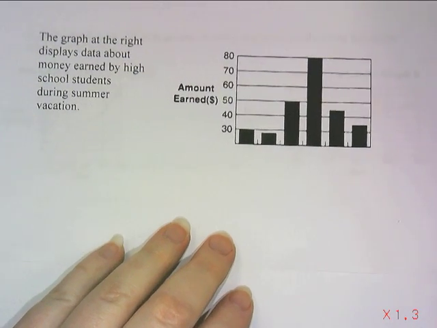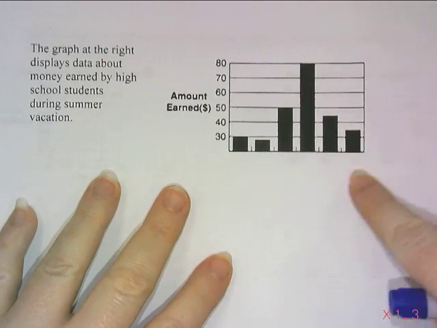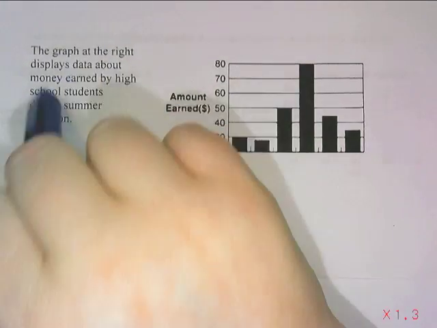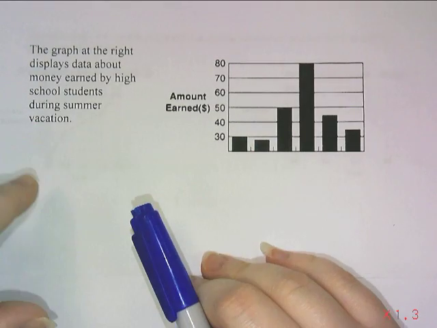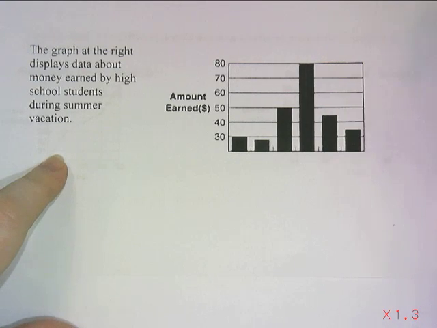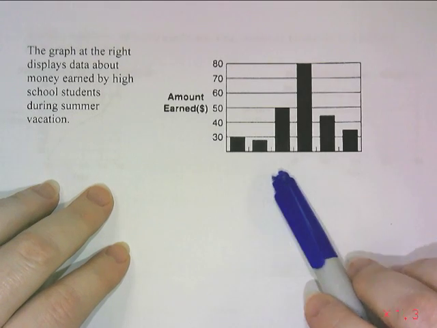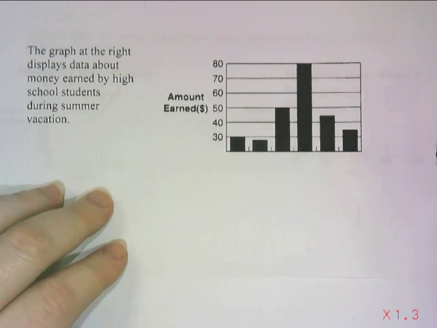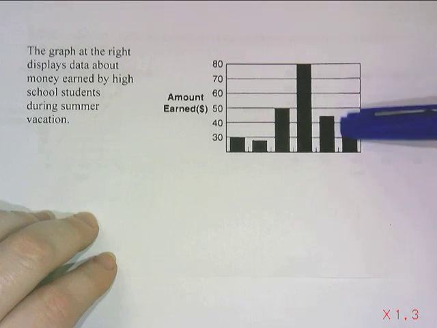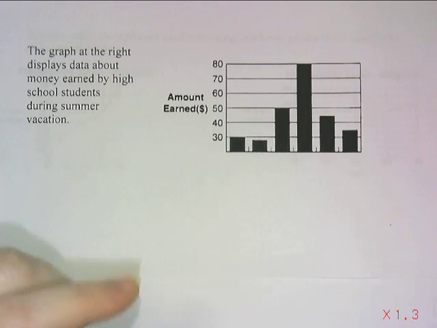Let's take a look at another example. So here, first of all, this graph is probably not so good because it's missing a label and it's missing a title, but we kind of fill in that information over here on the left. This graph shows how much money various high school students earned over summer vacation. So each of these bars would represent a different student, right? And it's showing you how much money they earned over summer vacation. Obviously not a lot, but still.